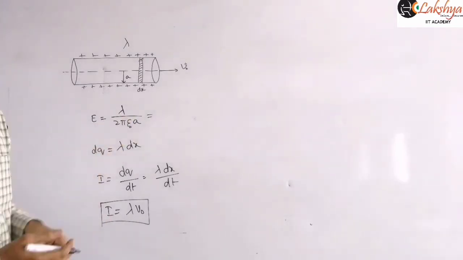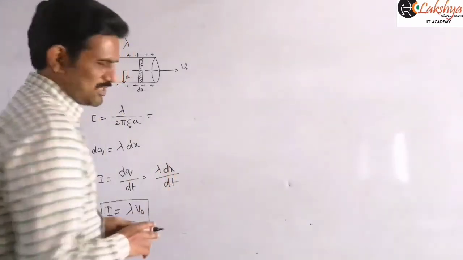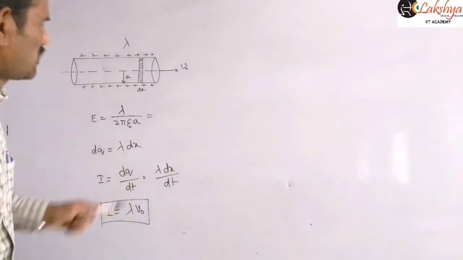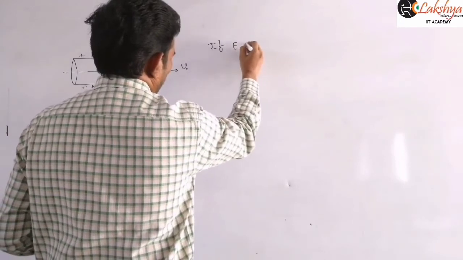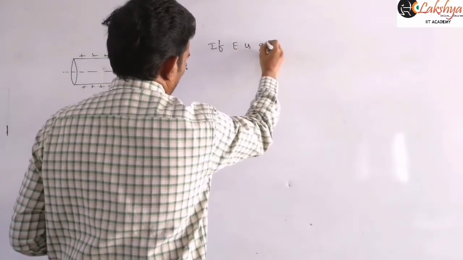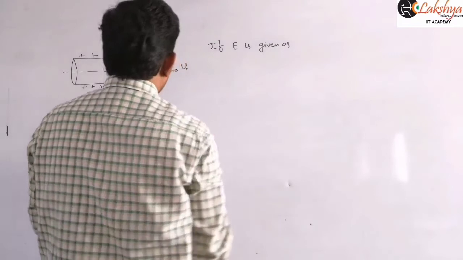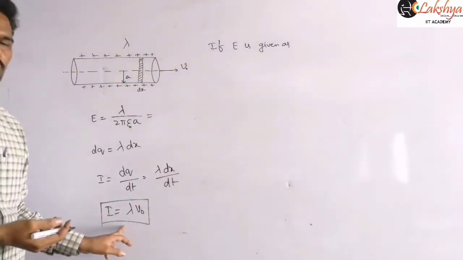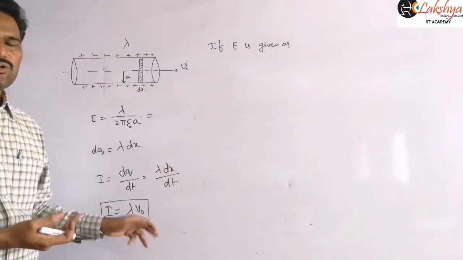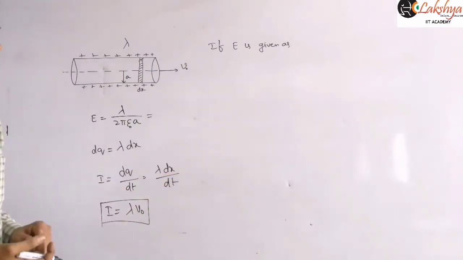So, let us write in terms of electric field. For that we need to write this expression. I mentioned it in the beginning. In our problem I gave lambda as the surface charge density. If lambda is given then our problem is over here. With this lambda into V naught, which is nothing but the current flowing in that path, we can answer.